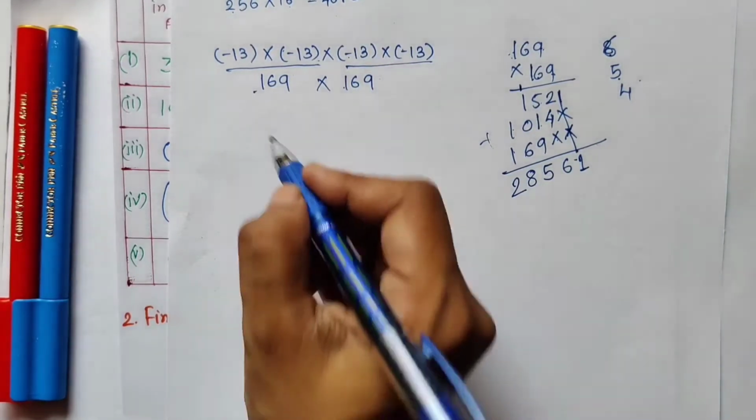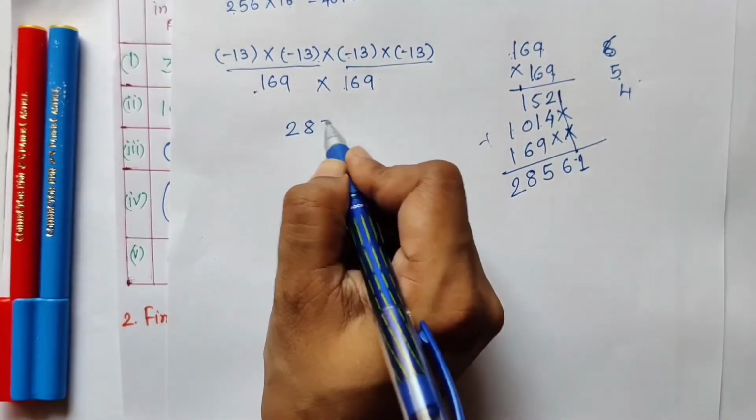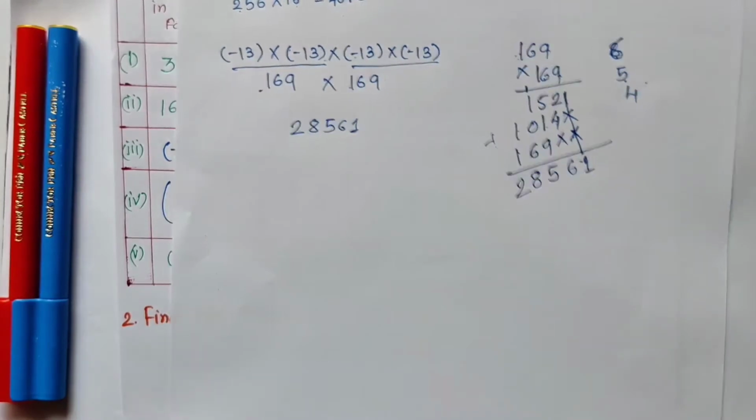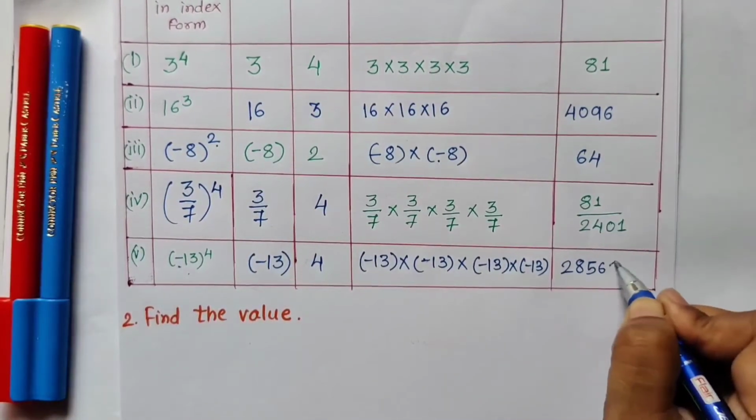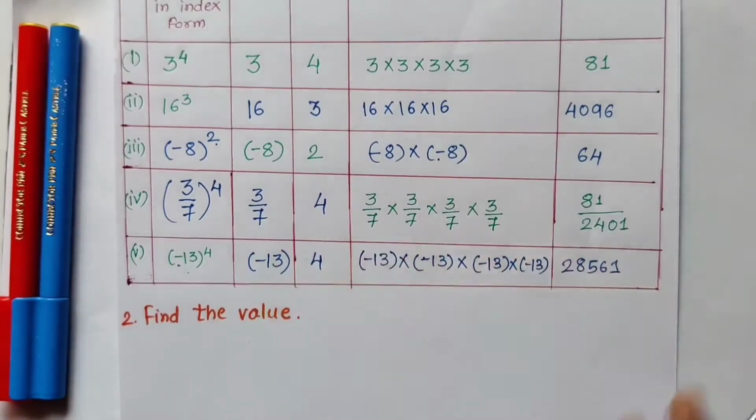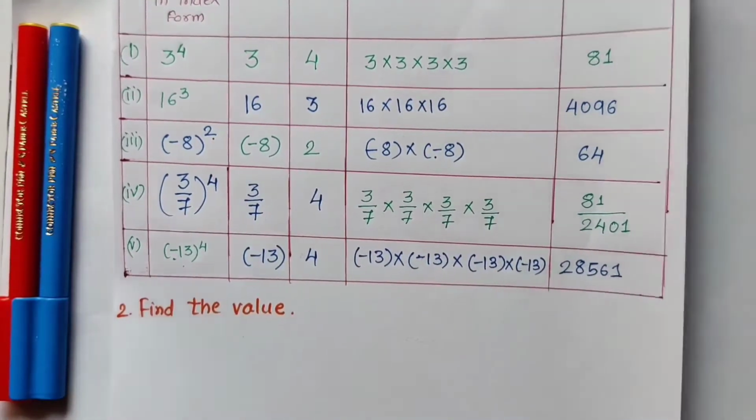So we are getting 2, 8, 5, 6, 1. So this answer we are going to write here: 2, 8, 5, 6, 1. So in this way you have to complete the table, complete the chart.